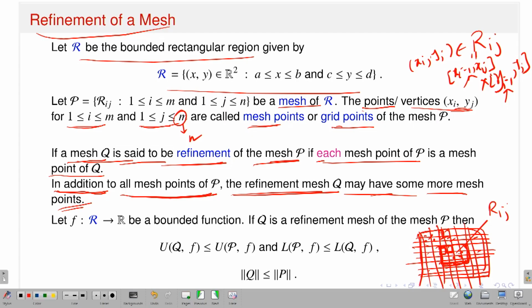In the real case, in single variable calculus, it is very easy to understand. Suppose this is my interval a to b, and suppose you have a partition P. Suppose this is my interval [x_{i-1}, x_i]. If I have a partition P, which is x_0 equal to a, x_1, up to x_n equal to b, then what is the refinement of my partition? You take further subpartitions of your interval [x_{i-1}, x_i], and this is true for all i.